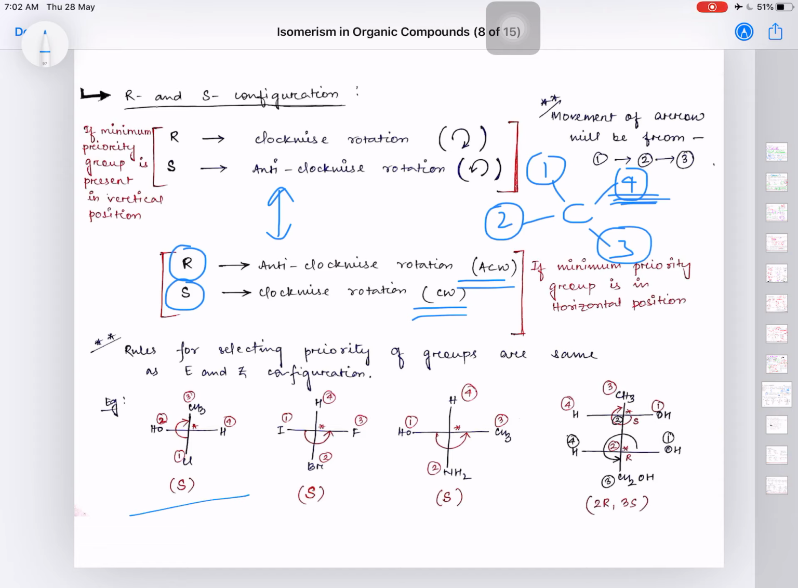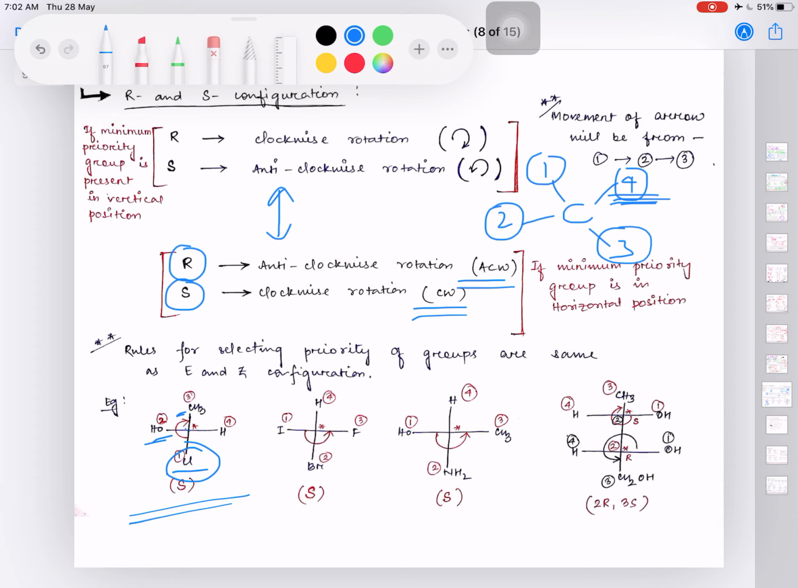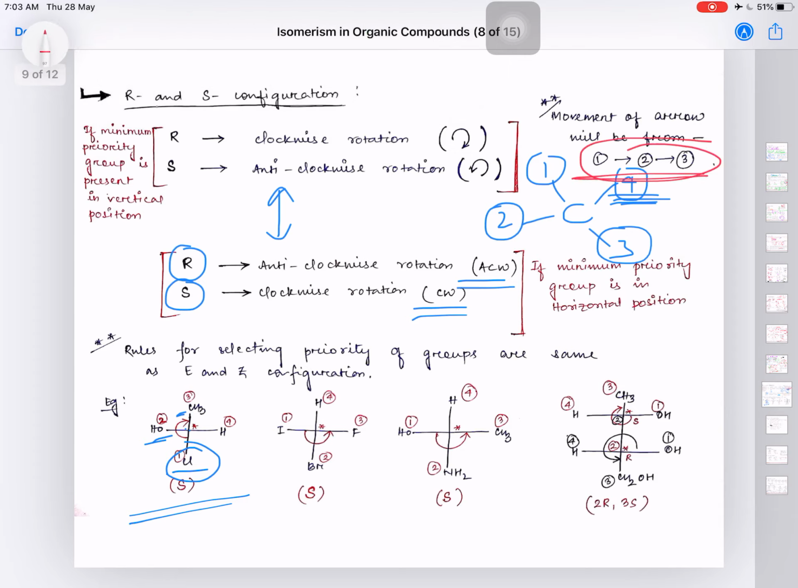You see this first example now. This is the chiral carbon because it is attached to 4 different atoms or groups. So you see how priority will be given. Chlorine has the highest atomic number, so it will be 1. Then oxygen is second highest, so it is 2. And then carbon, so it is 3. Our movement of arrows will always be 1, 2, 3. You will just neglect the 4th atom, so the movement of the arrow will be from 1 to 2, 2 to 3. The 4th atom will always be neglected.